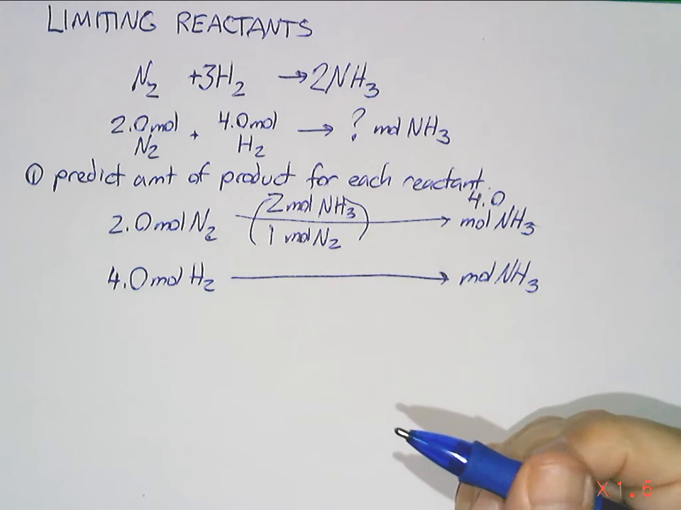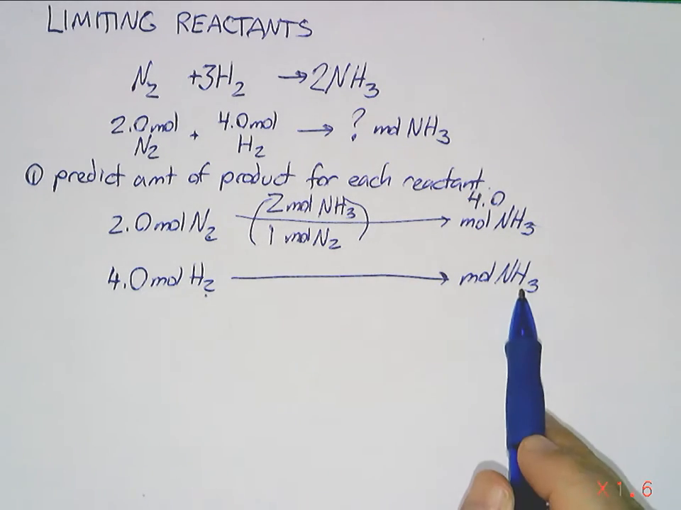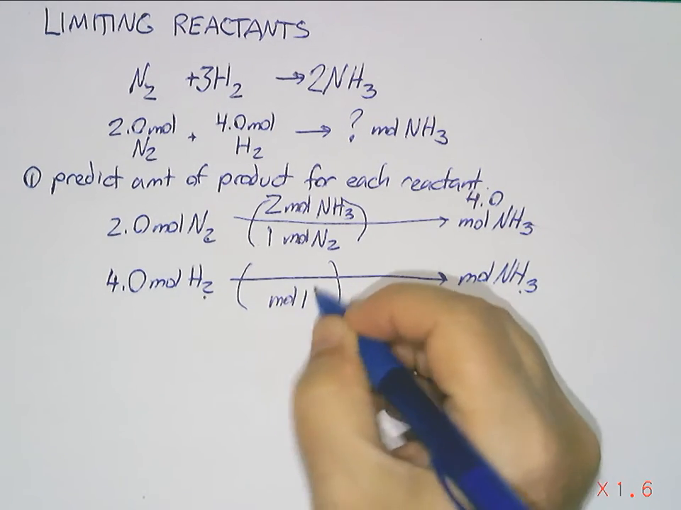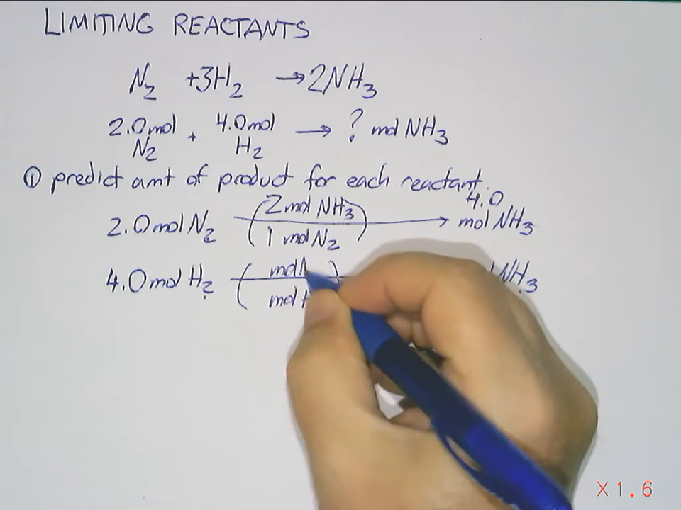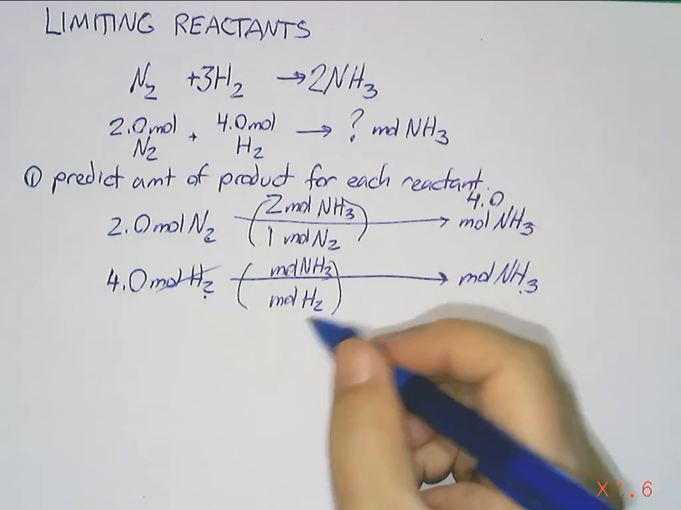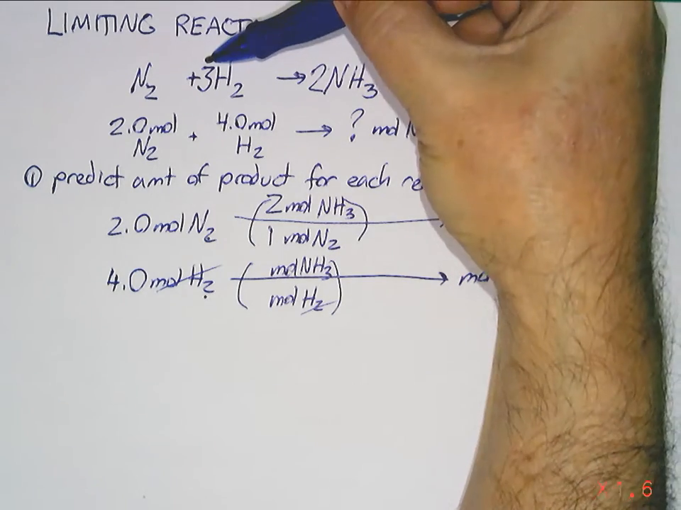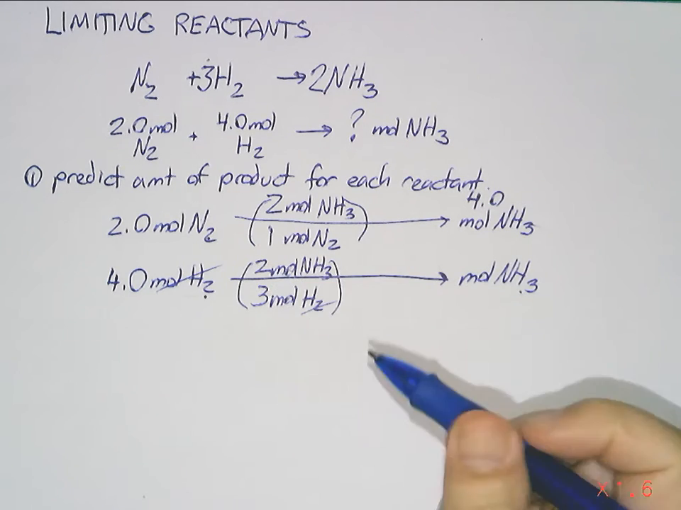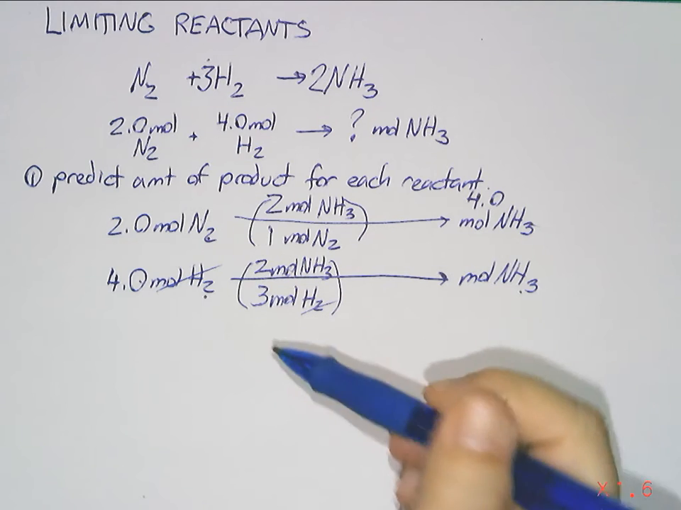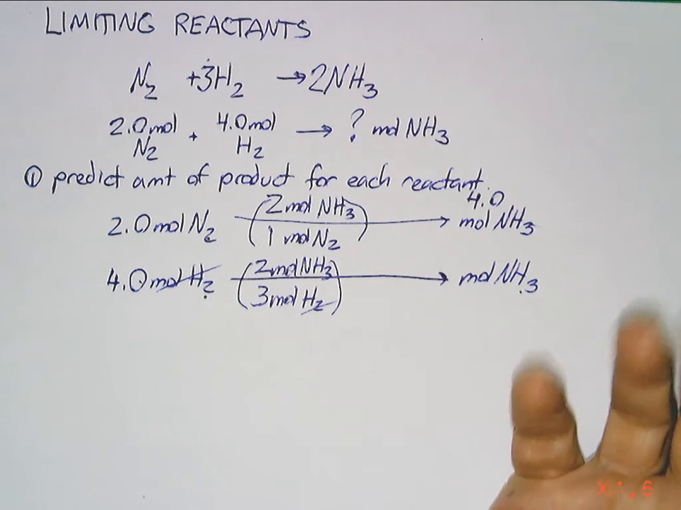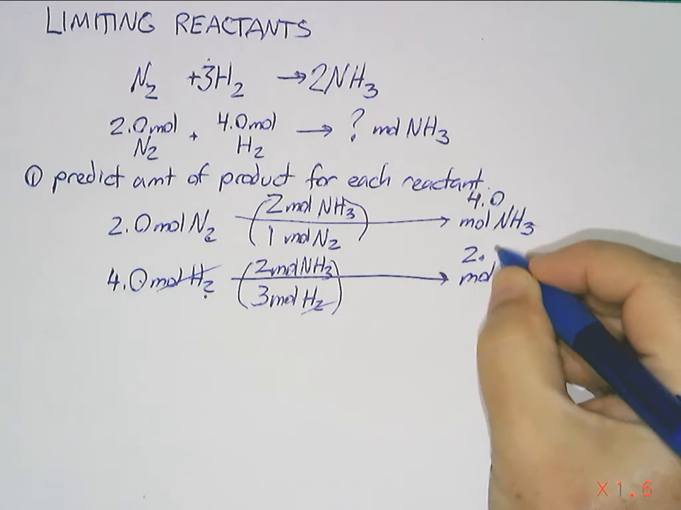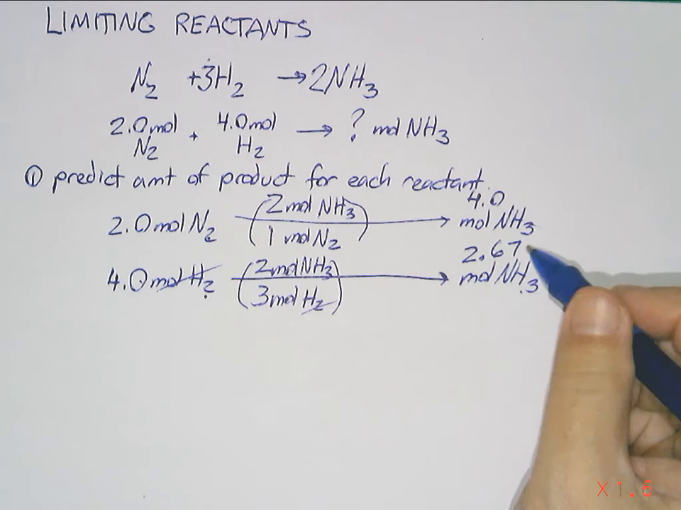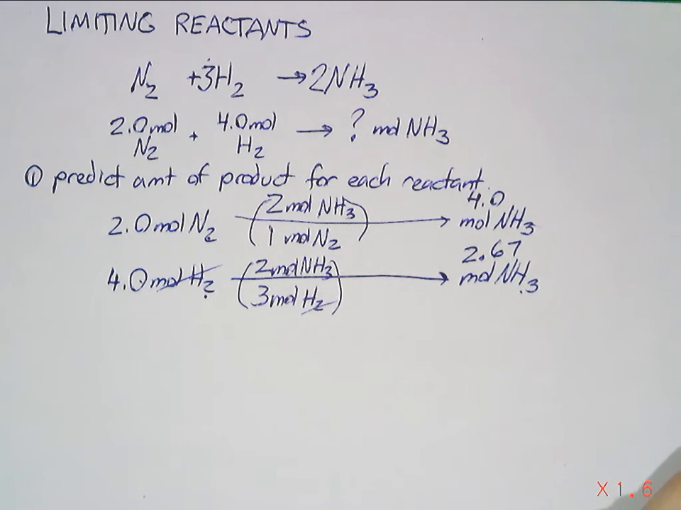Let's do the same thing with the hydrogen. I'm going from H2 to NH3, so I need a mole-to-mole ratio to do the conversion. I know moles of H2 has to go on the bottom, and moles of NH3 has to go on the top, because that's what I want. So I look at the balanced equation. There's a 3 with the moles of H2, and there's a 2 here. So it'll be 4 times 2 is 8, divided by 3, so that's 8/3, so that's what? 2.67, something like that. Really, this should be to 2 significant digits, so I could write 2.7 there, but let's not worry about that right now.